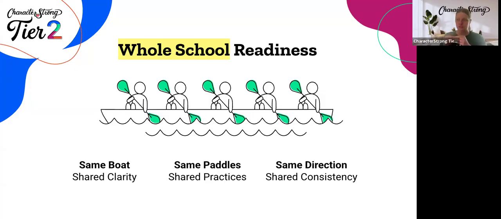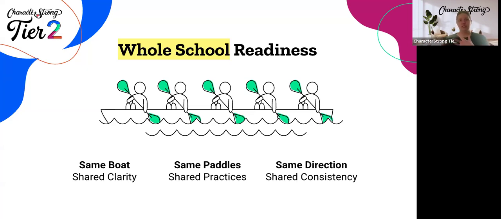So when we think about it this way, the same boat is we all understand and we have shared clarity about what tier two is. We know what it is. We understand what it is. We know what tier two supports look like. We know the data that we're going to be collecting for tier two. We have a very deep and shared understanding of tier two. That's that shared clarity, so we're all in the same boat. We all have the same understanding.